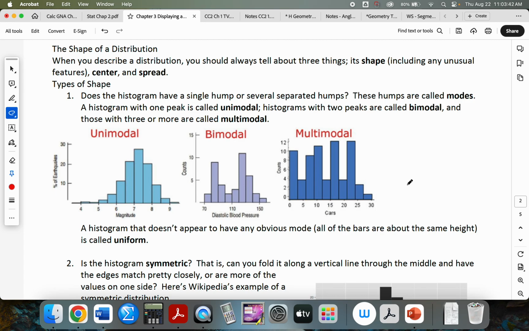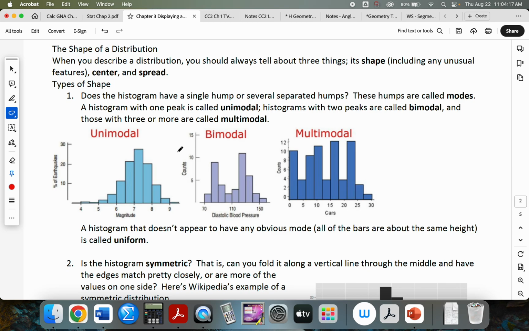So when you describe a distribution, you should talk about its shape, its center, and its spread. If you haven't talked about those three things, you haven't said enough. All right, there are all kinds of different shapes. This one is an example of unimodal, meaning you have one bin that has more than everybody else does.